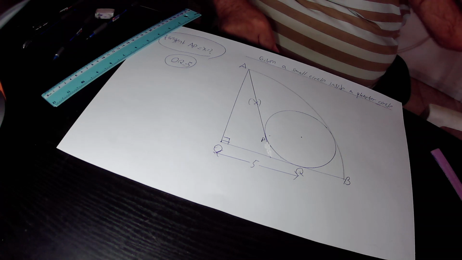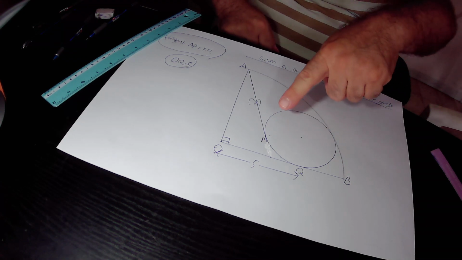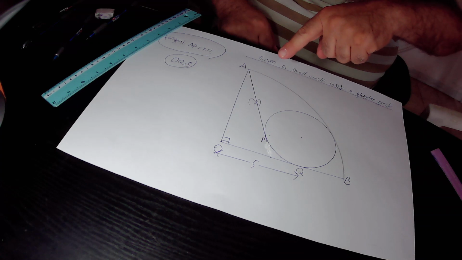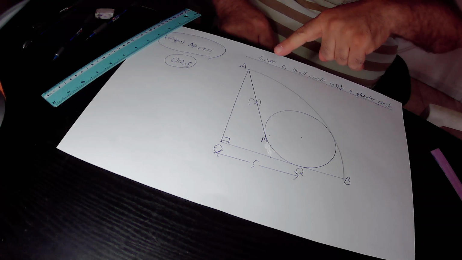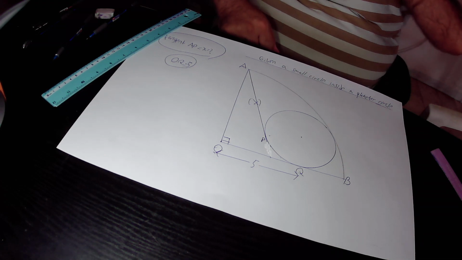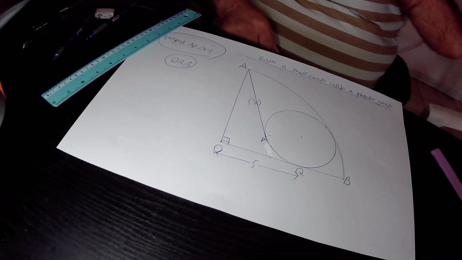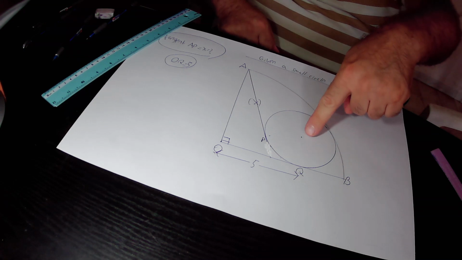And according to what is given in the question, AP equals x, and we have to find the value of x. That is to say, we have to find the length of tangent AP that is equal to x. So first of all, we define the center of this small circle. This point is point C.